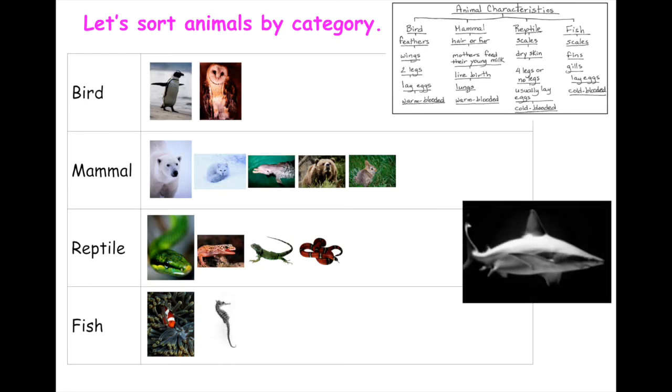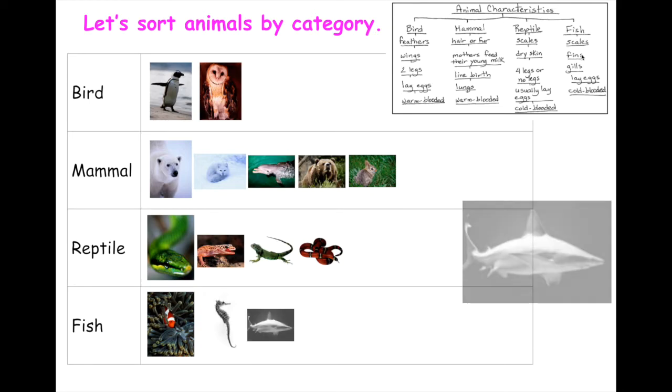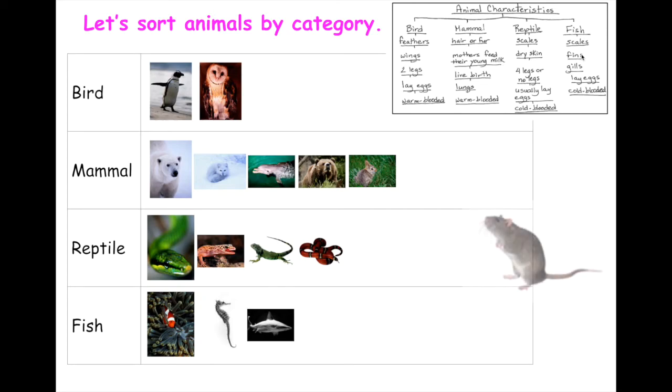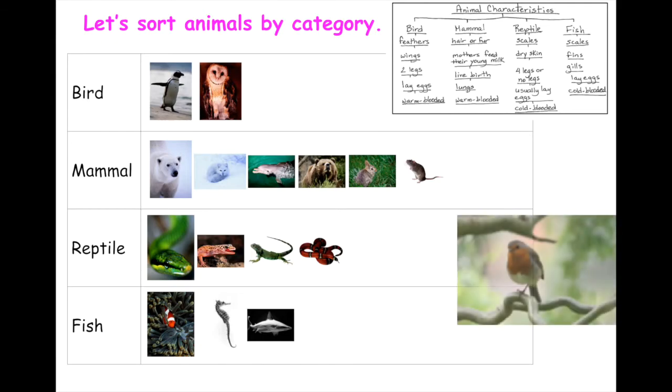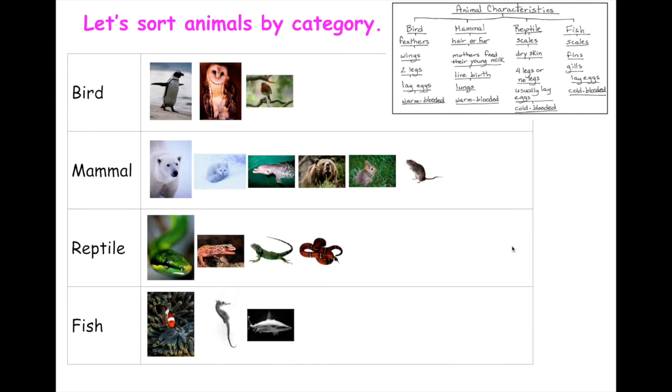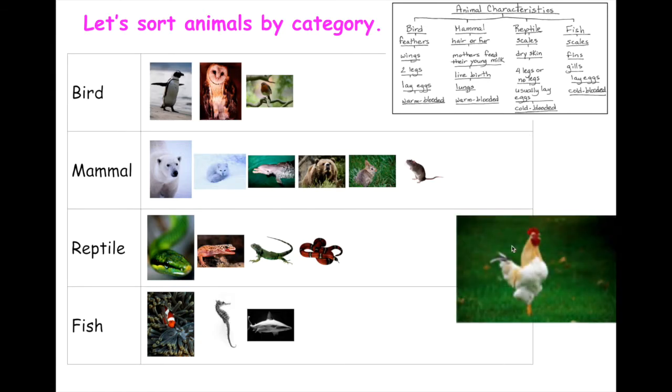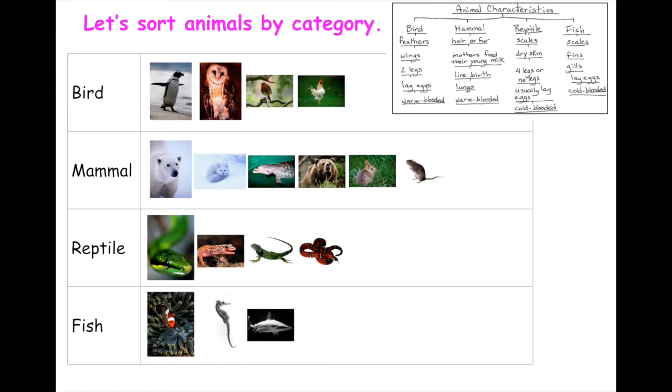And then we have a shark. A shark, you can see it has its gills here, it has fins, so it is a fish. We have a rodent. A rodent is a mammal. We have another bird here. So we'll put our bird up there. And we have a chicken. Chicken is going to be in our bird category.